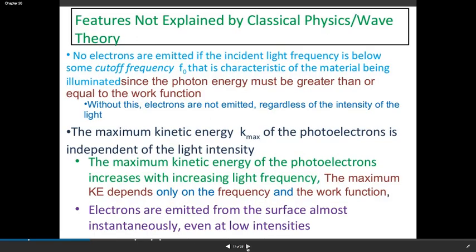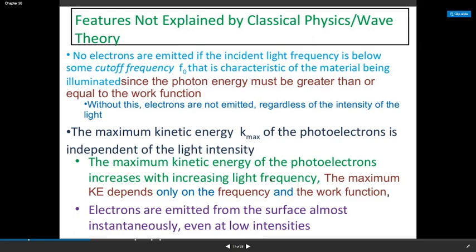Okay. So here are some of the features not explained by the classical wave theory. No electrons are emitted if the incident light frequency is below the cutoff frequency. The maximum kinetic energy of the photoelectrons is independent of light intensity. It does increase the current, but not the maximum kinetic energy, as observed. The maximum kinetic energy of photoelectrons increases with increasing light frequency, so you need a higher voltage to stop those electrons if you have a higher frequency.